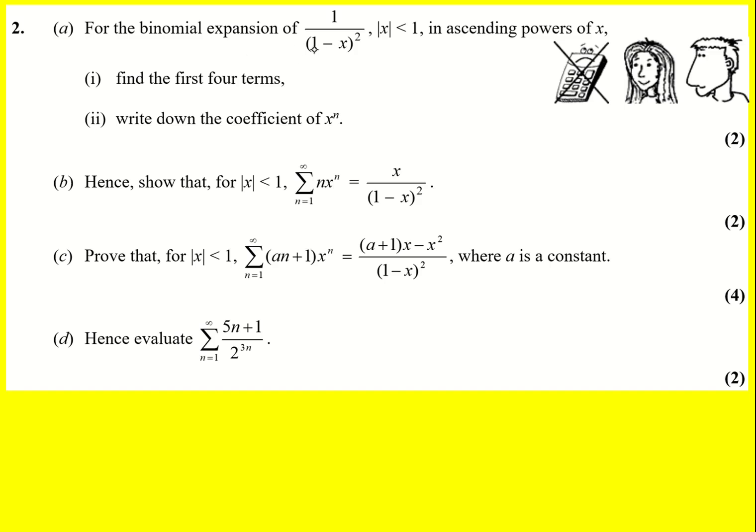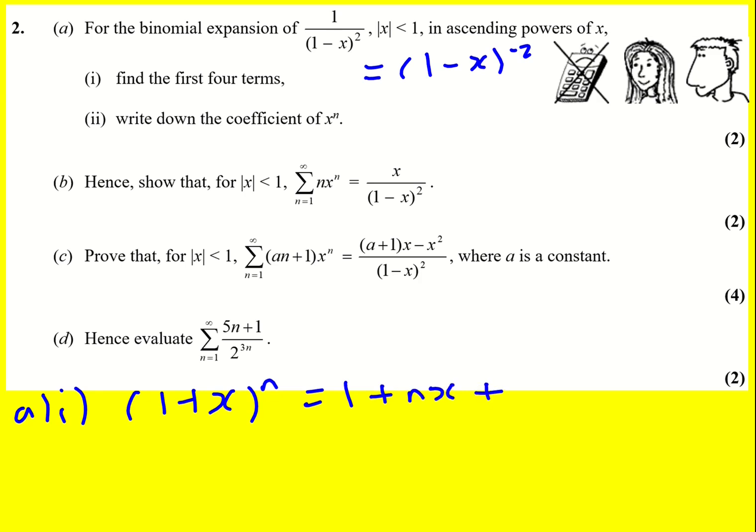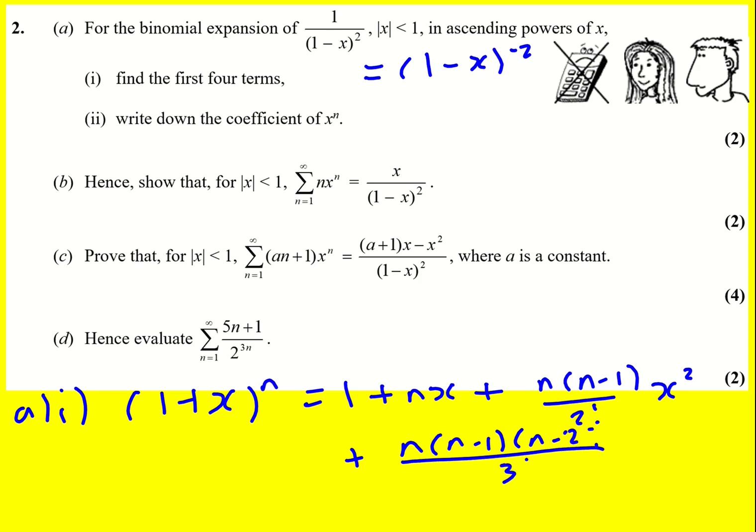This is a binomial expansion question. First of all, you need to write it in a different form. So 1 minus x to the minus 2, because now we can use the general formula for dealing with binomial expansion of rational coefficients, which is 1 plus nx plus n(n minus 1) over 2 factorial x squared, and then this pattern just carries on. We're just asked for the first 4 terms, so that will do.